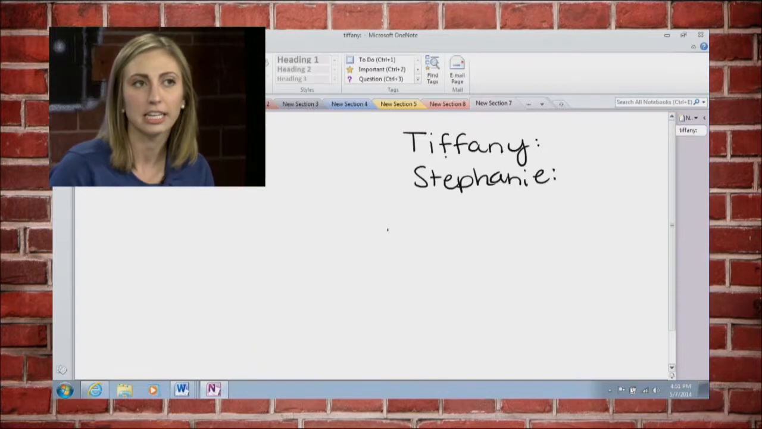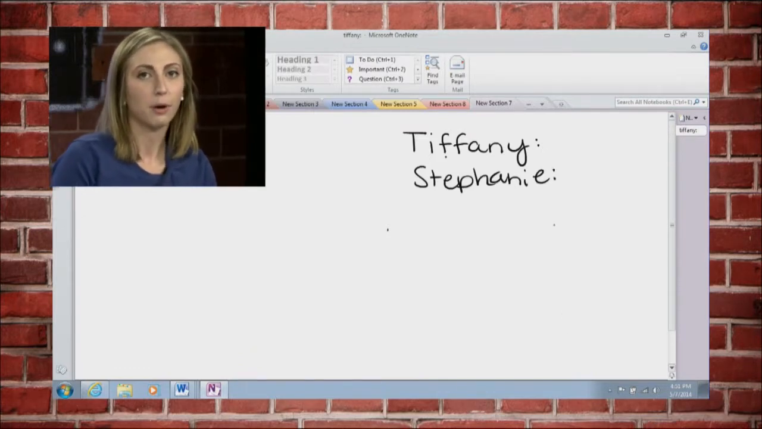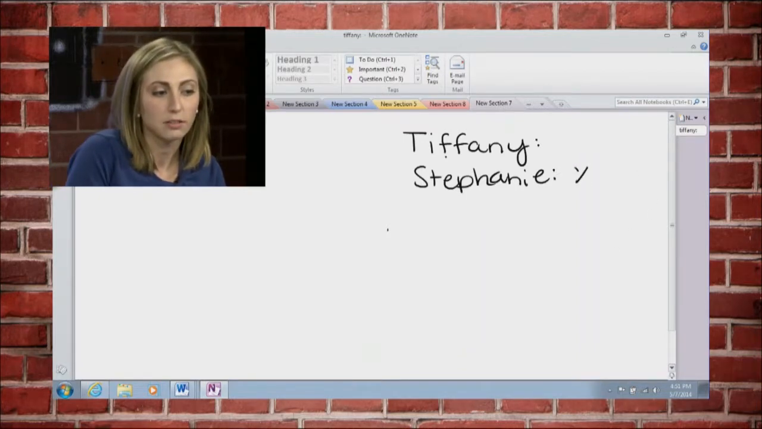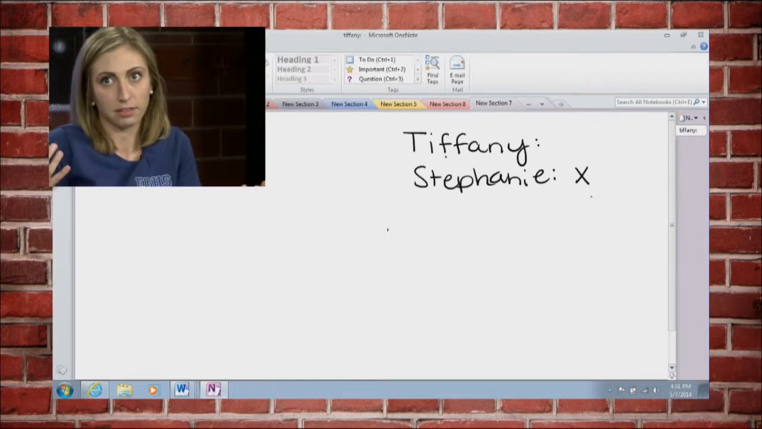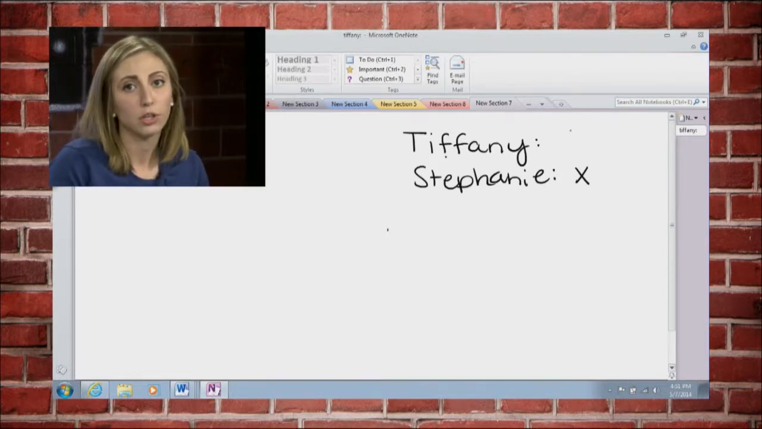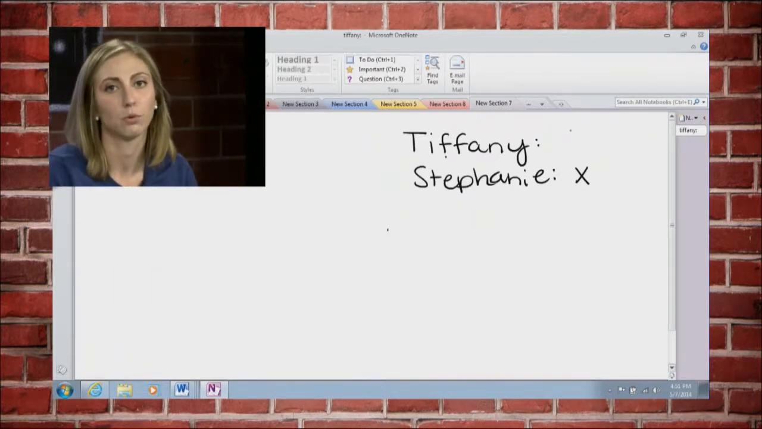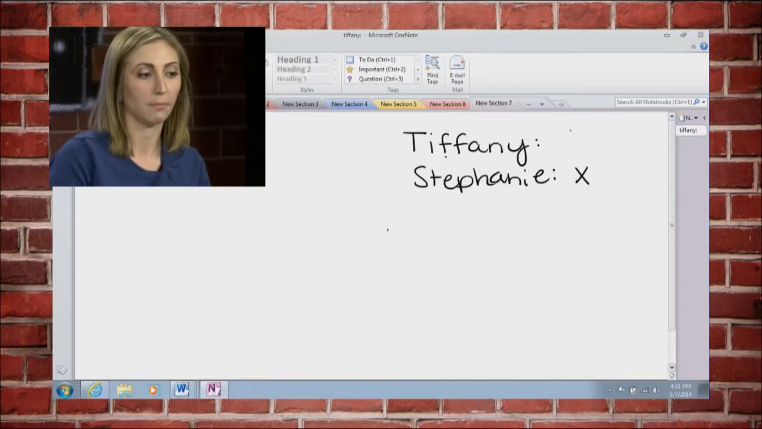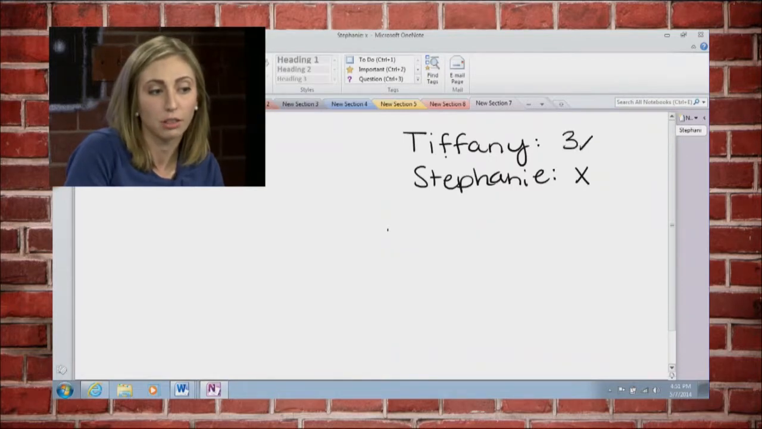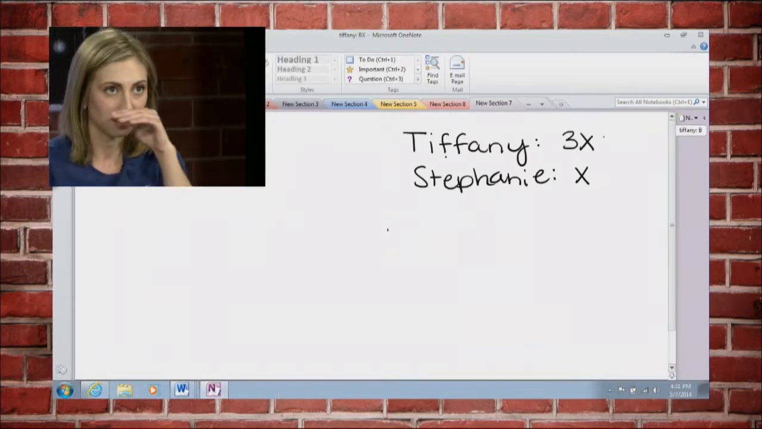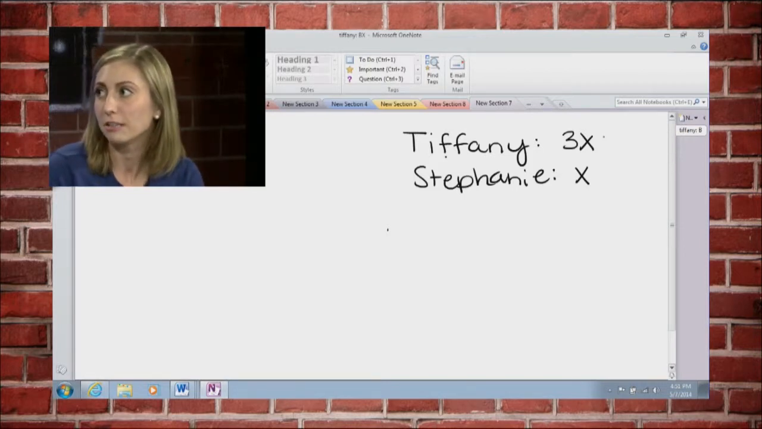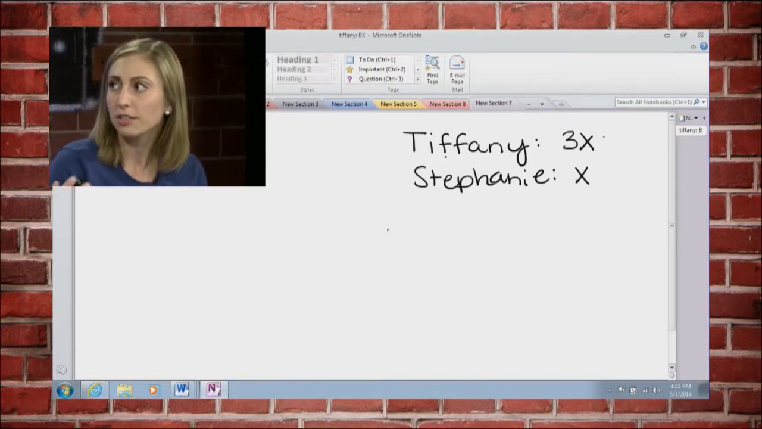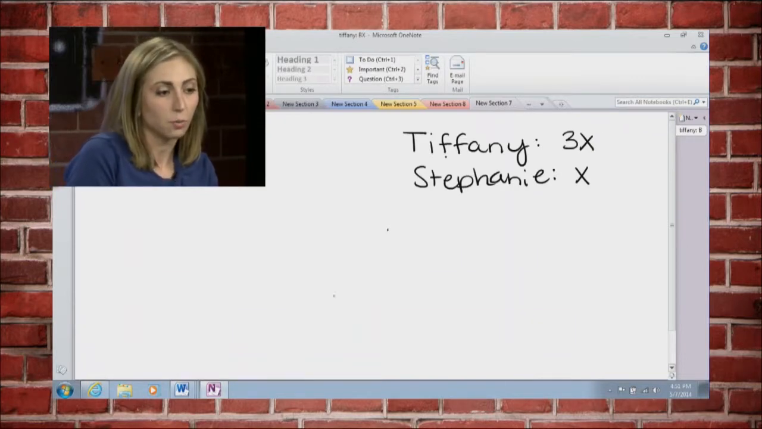So it said that Tiffany is 3 times as old as Stephanie. Now the problem is we don't know how old Stephanie is. So what we'll do is define Stephanie's age as x, since we don't know how old she is. Since we didn't know how old Stephanie was, we can say how old Tiffany is in relation to Stephanie. So we'll call Tiffany 3 times x, or 3x, because she's 3 times as old as Stephanie is.